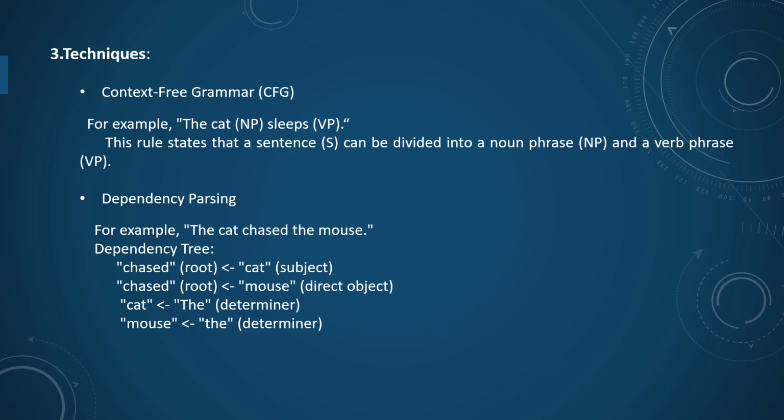Dependency parsing. This technique analyzes the grammatical relationship between the words by representing them as a tree structure of dependencies. For example, the cat chased the mouse. Chased is the root, and the cat is the subject. Mouse is the direct object. The in the cat is a determiner, and the in the mouse is a determiner. Here, chased is the root verb, and all others are branches.